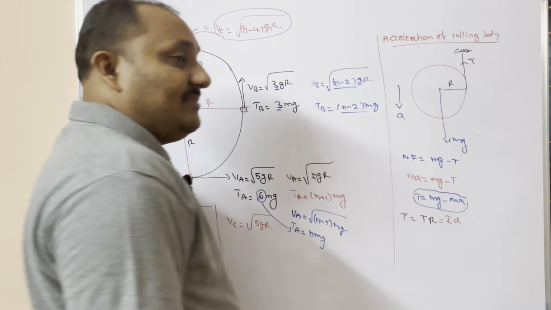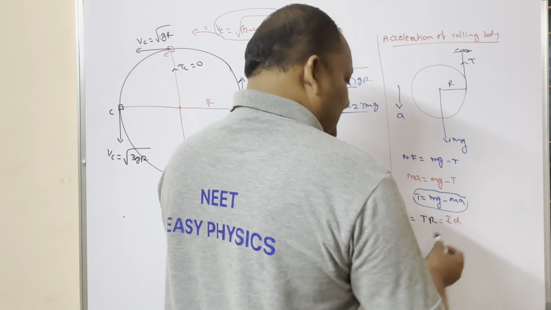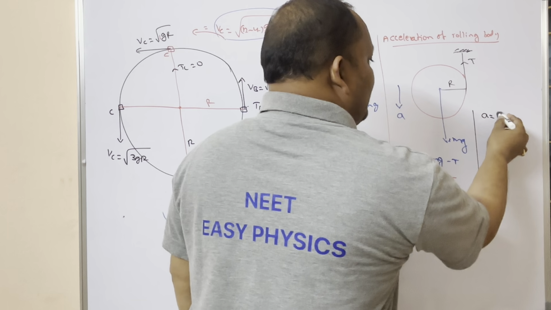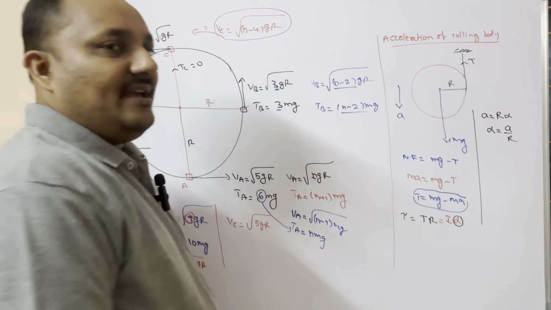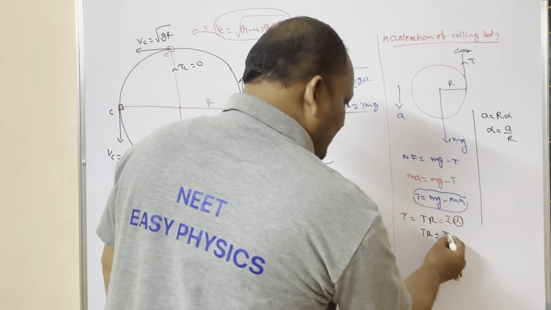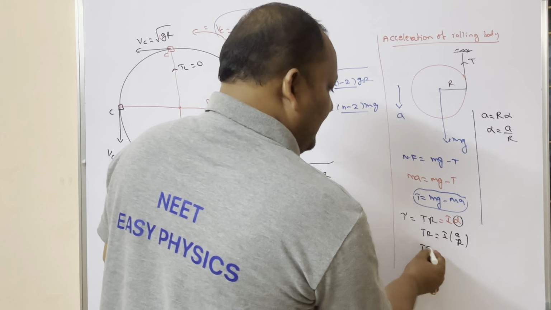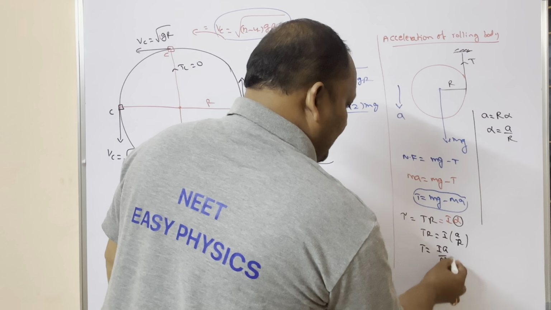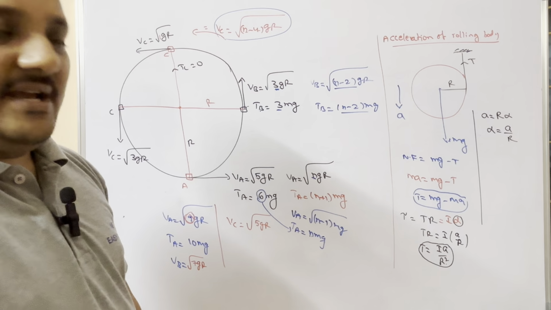Now, what is the relation between linear acceleration and angular acceleration? This is angular acceleration. That relation is a equals R alpha, so alpha is going to be a by R. Then T into R is equal to I into a by R. Then T is equal to I a by R square. Correct? So I a by R square.